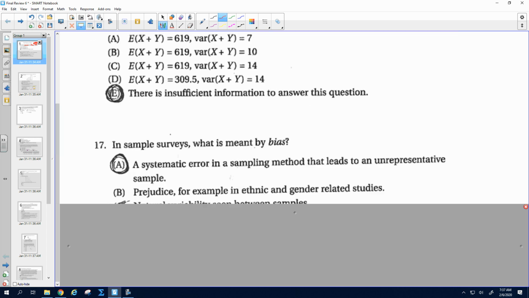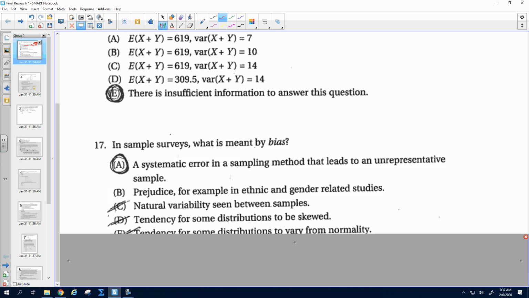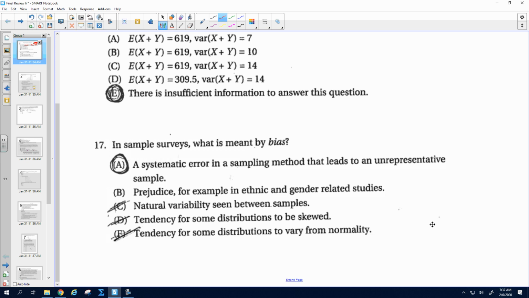All right, number 17. So just the definition of bias, systematic error in a sampling method that leads to an unrepresentative sample. So again, it's an error in the sampling method, and we talked about a bunch of types of bias. Prejudice was not one of them, more like non-response bias, under coverage, those types of things.